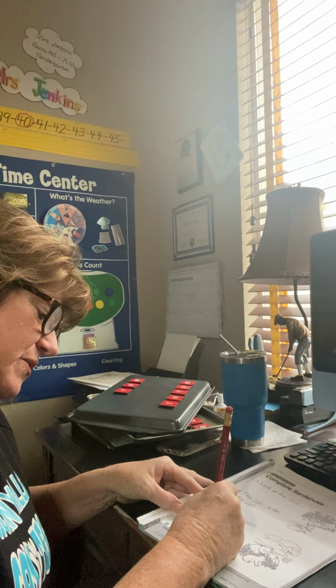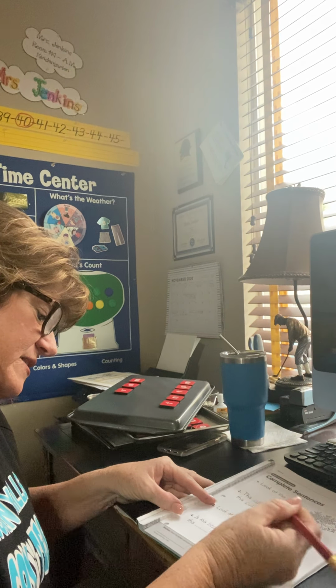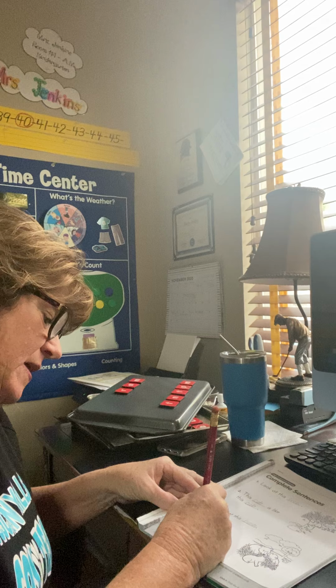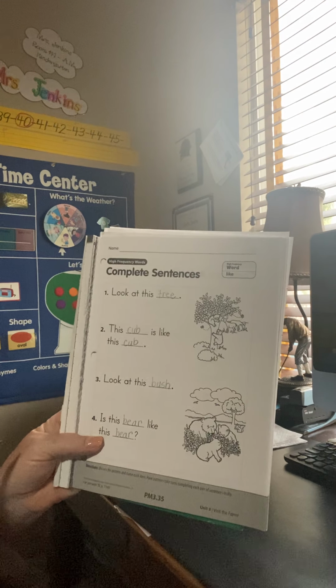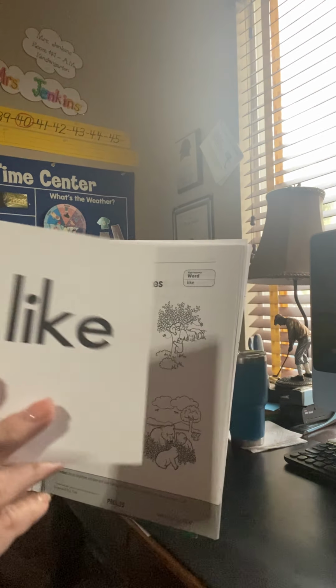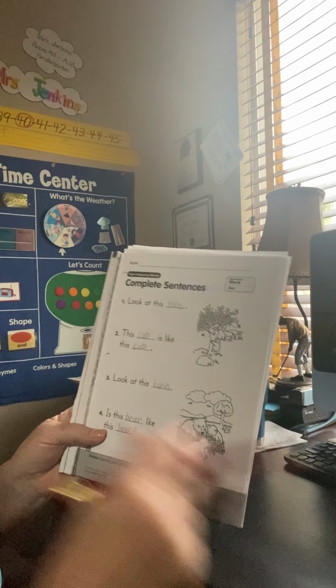And you do not have to write the word. I'm just kind of putting it in there. Is this bear like this bear? Well, they're different this time, right? Because this is a grown-up and then these are babies. So there's different ways you could fill that in. It's just a page to practice the word like and our other sight words.